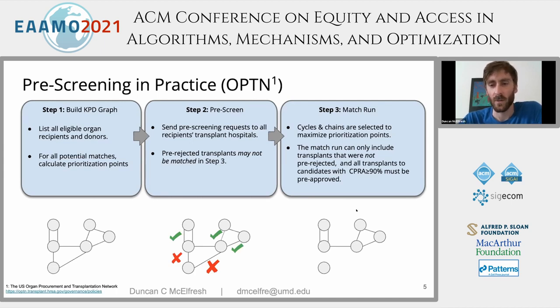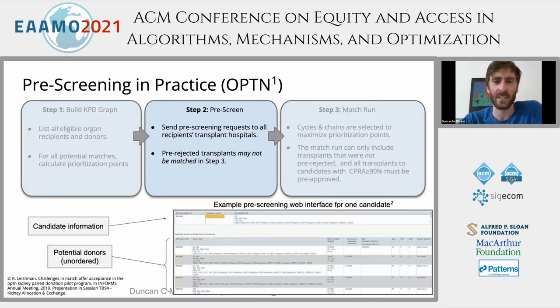In this work, we're working with the US-based exchange run by UNOS, which is part of the US Organ Procurement and Transplantation Network, that's OPTN. The interface they use for this pre-screening looks something like this. If I am a recipient or a candidate hospital who can receive donors, I will log on to an online interface and I will see my candidate at the top, and then I will see a bunch of potential donors. This is all of the potential donors who I could receive a kidney from, who I'm medically compatible with, and this is not ordered in any particular way.